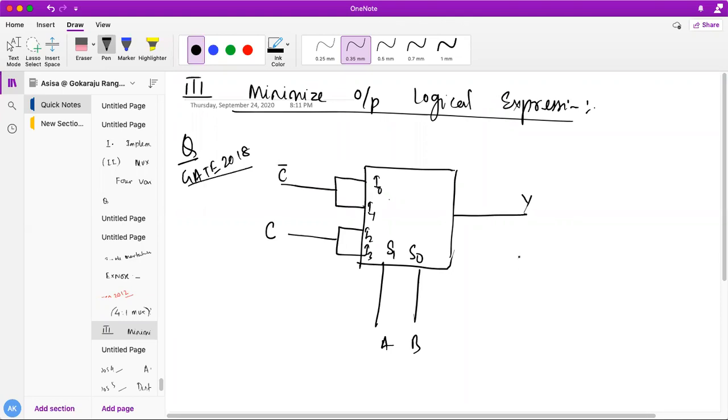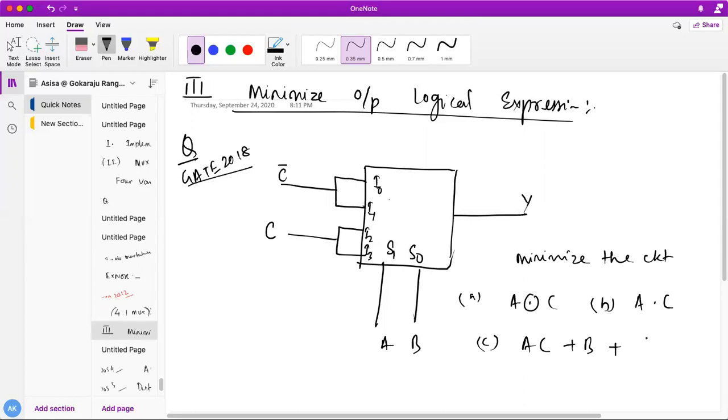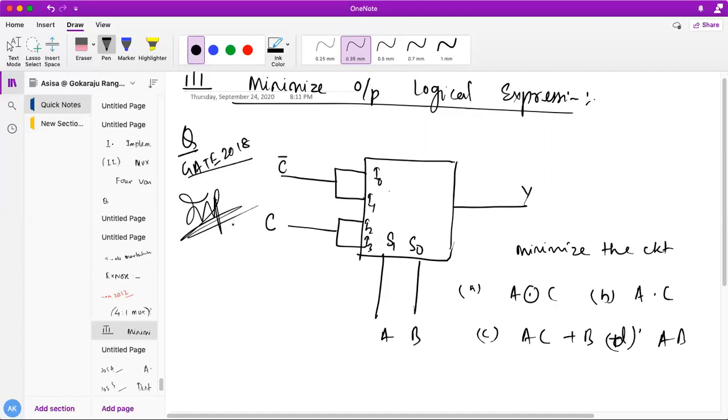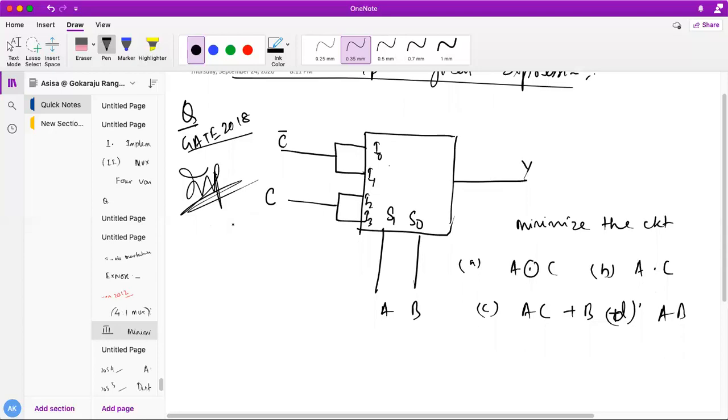What they asked is to minimize the circuit, and they have given many options, something like A XNOR C, B A C, and option D is A B. These are a few of the options they have given. How to proceed? Can anybody guess, students? I'll tell you, this is very important. You can also expect this type of question this time. I am not sure this is the exact question, but this type of question may come. So I'll do 2-3 questions so that you are acquainted with it.